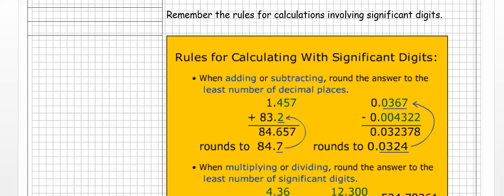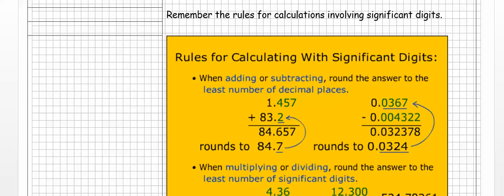I have to go by the least precise measurement. This 83.2 measures only to the nearest tenth. The 1.457 measures to the nearest 100,000th. But the fact that I have a number being added that's only precise to the nearest tenth means my answer must be restricted to the nearest tenth only. So even though the calculator gives me 84.657, I have to round that number to the nearest tenth.